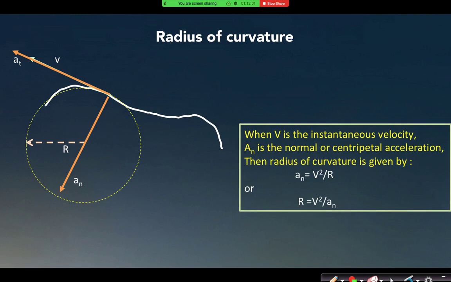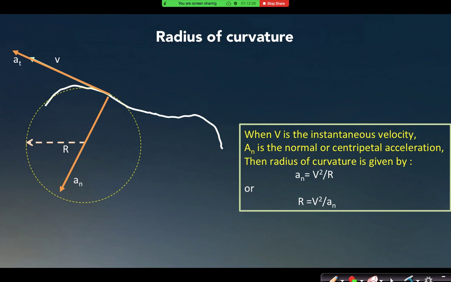Here I have written: when v is the instantaneous velocity and a_n is the normal or centripetal acceleration, then the radius of curvature is given by mod v square by a_n. Is this clear, everyone? Okay, I guess there is no doubt on this particular concept.